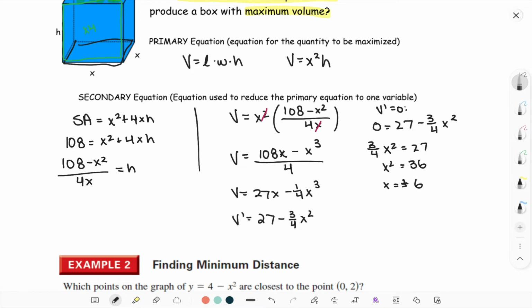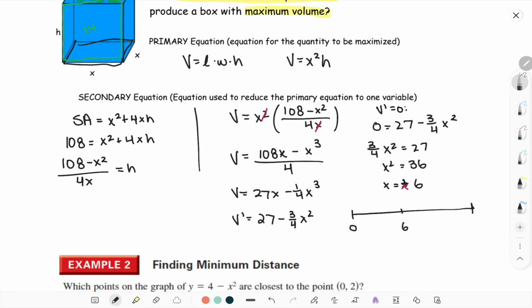Now let's think about the interval that this works on. Negative isn't going to make any sense, so that's not going to be a critical point that I check because it's outside my domain. My domain is going to start from 0 because I can't have less than 0 for my side lengths. I have a critical point at 6, somewhere along the middle.